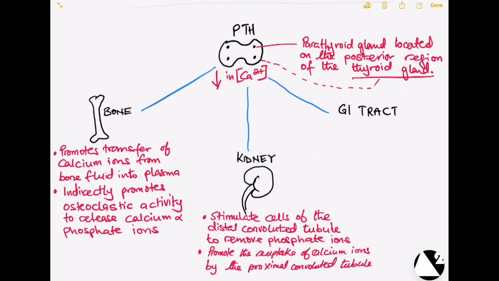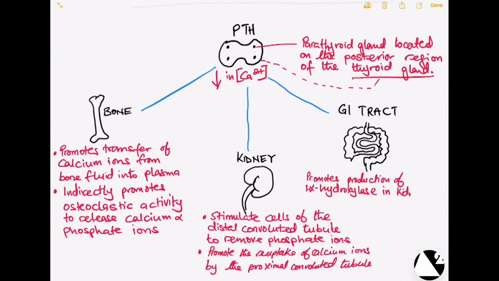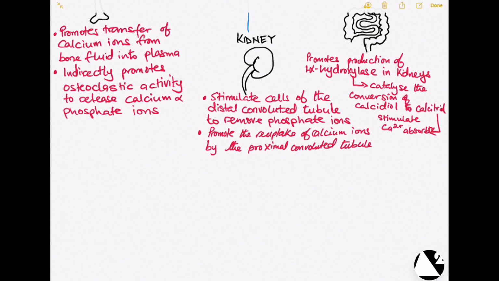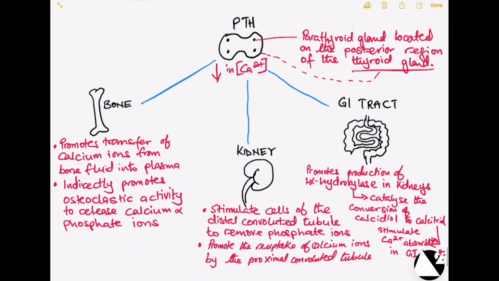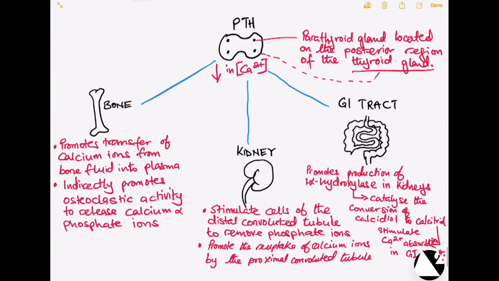Also, it promotes production of 1-alpha hydroxylase in kidneys. 1-alpha hydroxylase catalyzes the conversion of calcidiol to calcitriol, and calcitriol in turn stimulates increased calcium absorption from the GI tract into plasma. Now, all these together force plasma calcium levels back up to normal physiological levels.